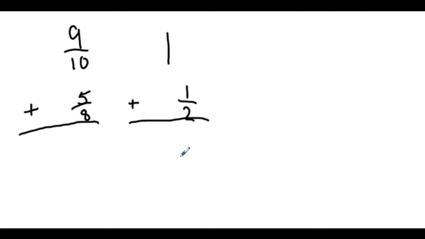And I rewrite my sum line. Now, looking at that, 1 plus 1/2 equals a half in the fractional place value and 1 in the ones place. So 9/10 plus 5/8 is about 1 1/2.